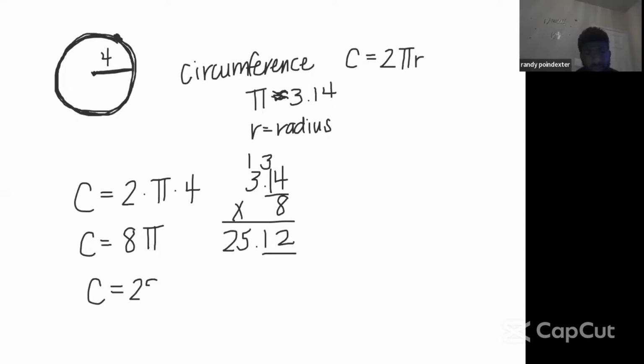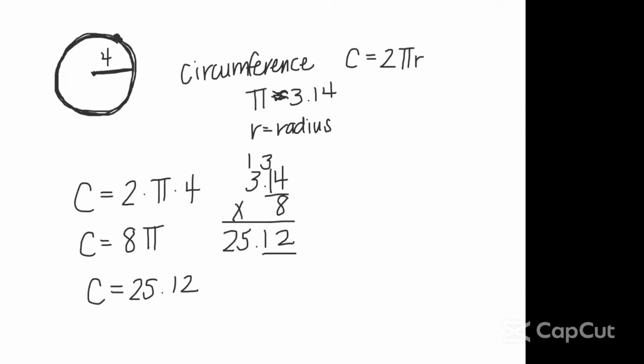You said it could be either one? It could be either one. So how do you know which one to put? You look at the answer choices. Is there a pi? Yes. Then we stay at 8 pi. Is there a pi? No. All right, let me multiply by 3.14.